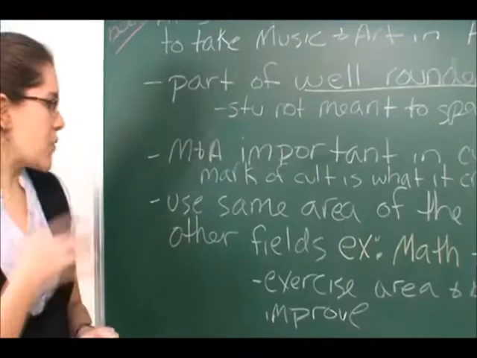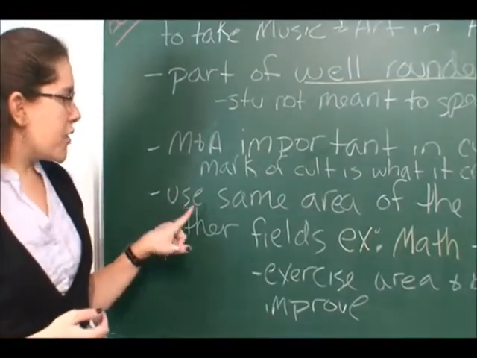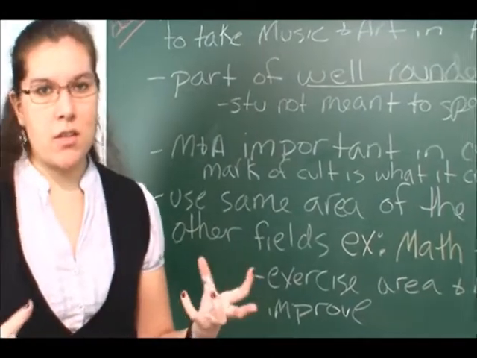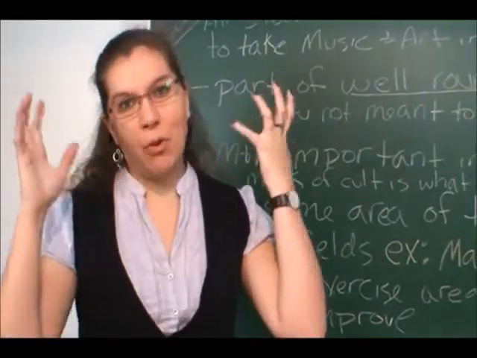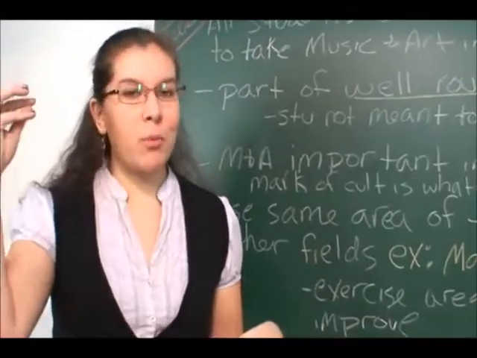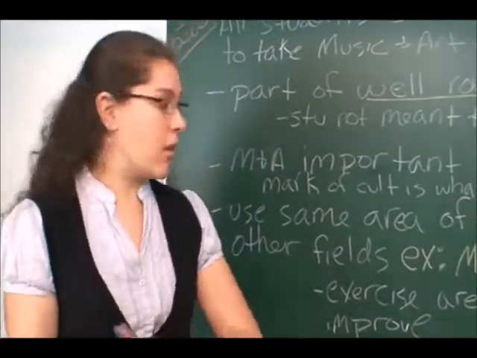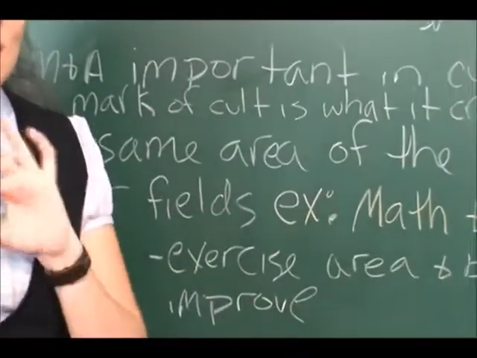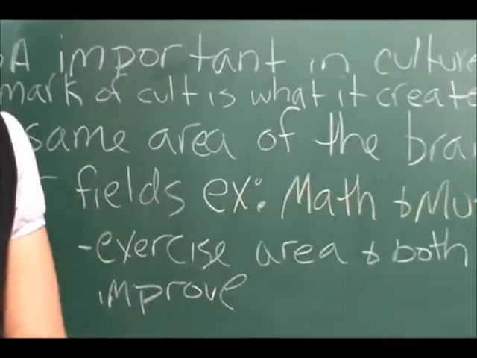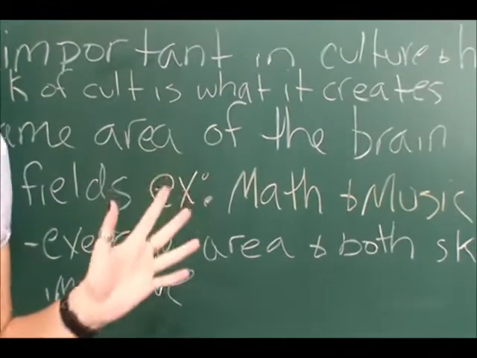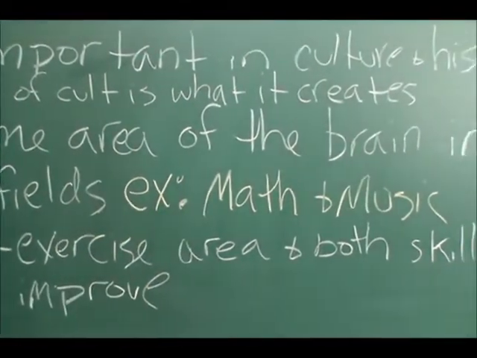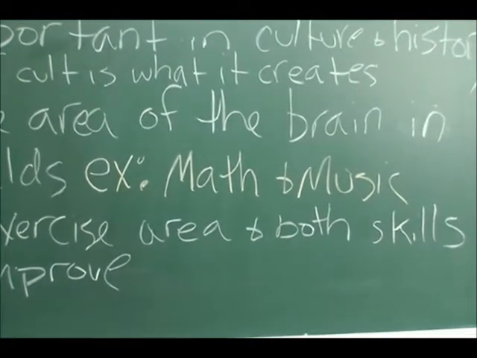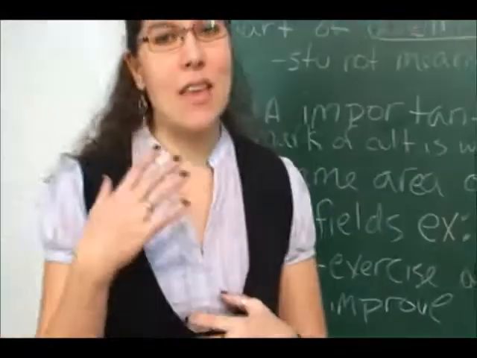And lastly, the last reason is you use the same area of the brain in other fields when you are studying music and art. There's only so much space in your brain, and by exercising one part of your brain in one way, it'll help you in another, especially in math and music. Math and music use the exact same section of the brain. Throughout history, there are mathematicians or musicians that were really, really good at both. Because it's the same idea, it's the same concept.